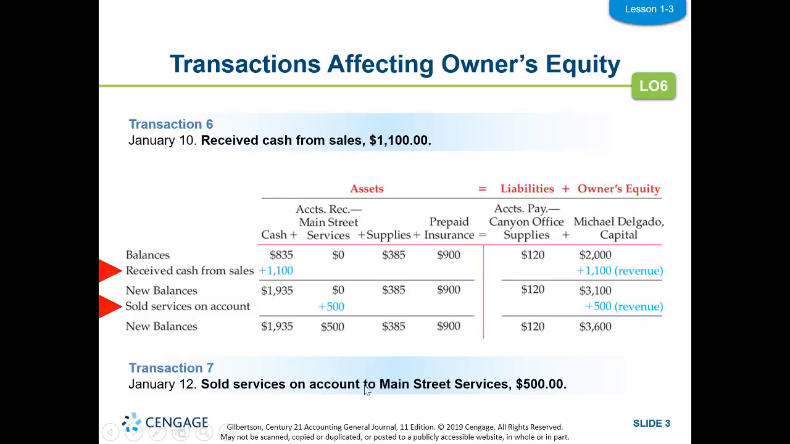Okay, so then the other account is revenue, and that revenue account is a capital account. It's an owner's equity account. So Main Street Services owes us more money, so we add $500, and our revenue goes up $500, which indicates our capital goes up $500. And again, we're going to put revenue here to show that that is the revenue account that's going to be affected.